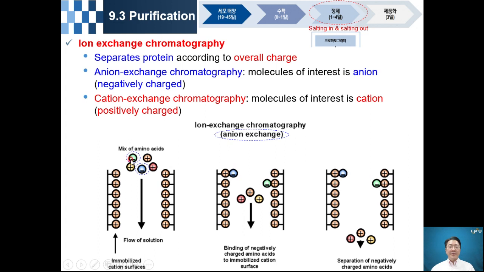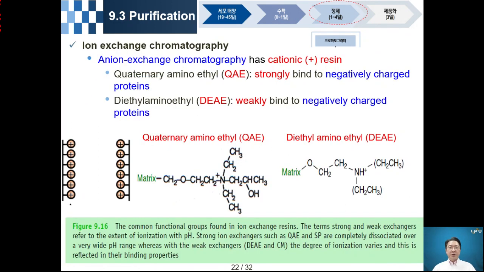In this case, only negatively charged amino acids can bind to the resin, the positively charged resin. How about the positively charged amino acids? These amino acids can pass through the column. So finally, we can only collect the negatively charged amino acids. Once again, our molecule of interest is the anion, negatively charged. That's why we call this chromatography anion exchange chromatography. So in this slide, I especially focus on anion exchange chromatography.